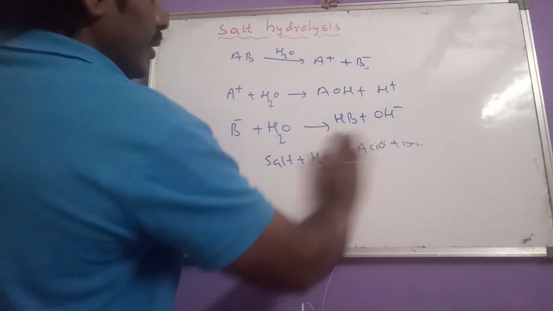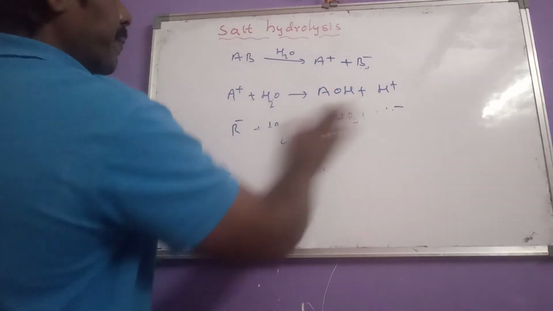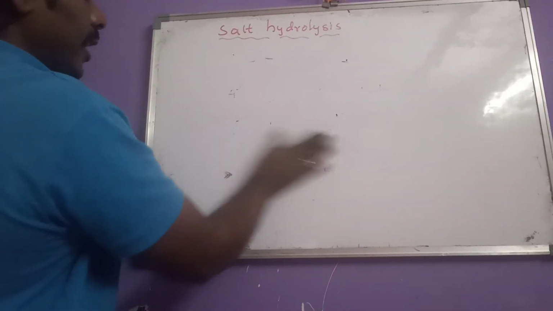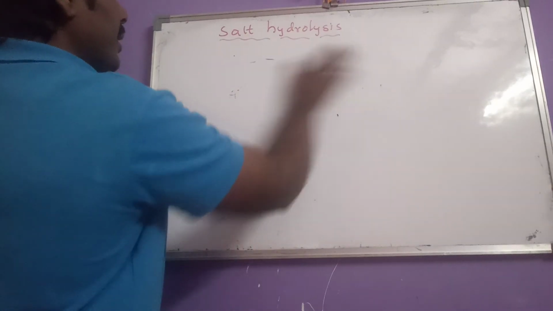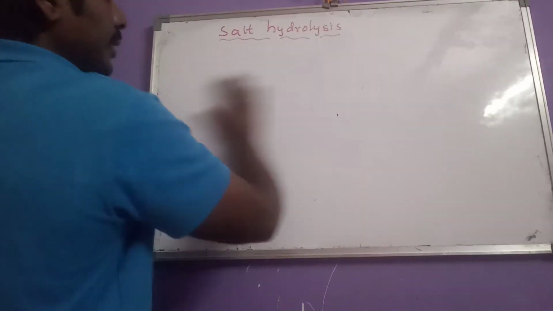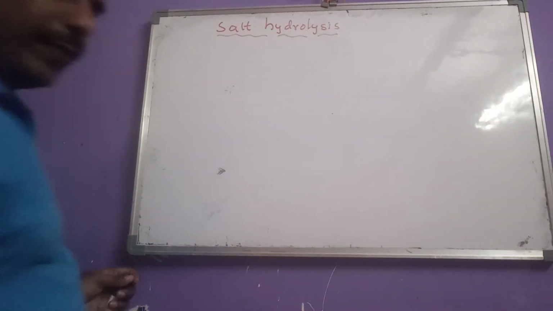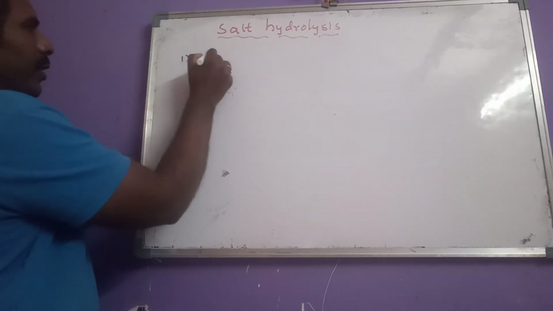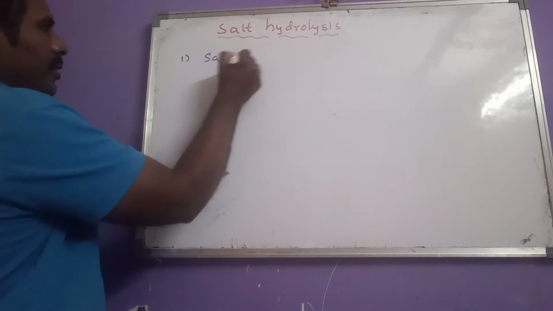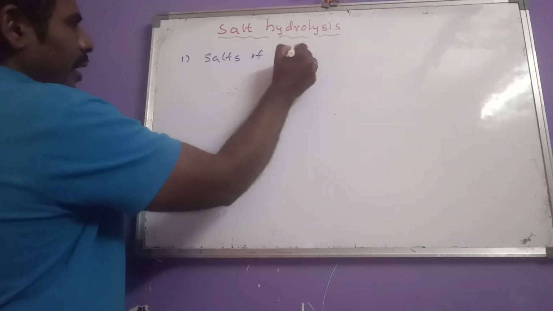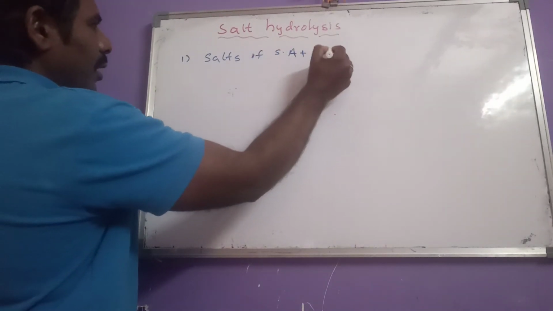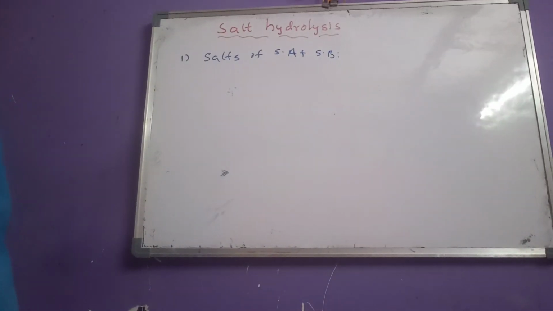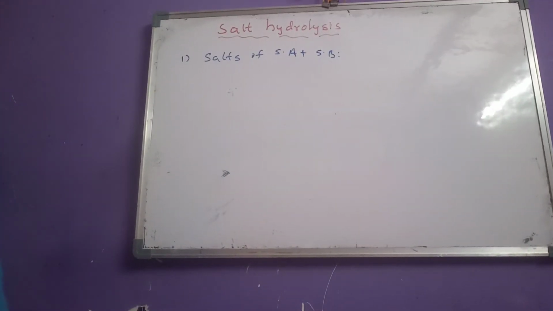Now here different types of salts are present. What are the different types of salts? Let us see, and we have to discuss the hydrolysis of different types of salts. First type of salts are which one here? Salts of strong acid plus strong base. Salts of strong acid plus strong base.